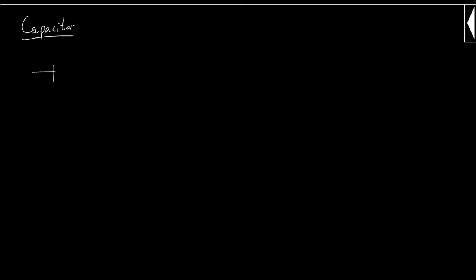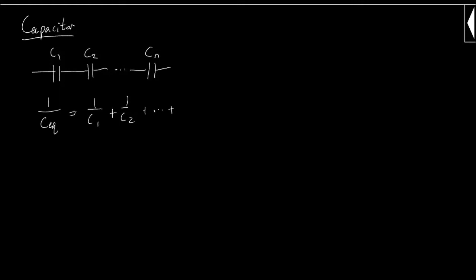Whenever capacitors are in series, like this, it's essentially the opposite case of the resistance. In this case, capacitors in series, say C1, C2, Cn, where n is the number of capacitors hooked up in series. The equivalent capacitance in series is 1 over equivalent capacitance equals 1 over capacitance 1 plus 1 over C2 all the way to 1 over Cn.